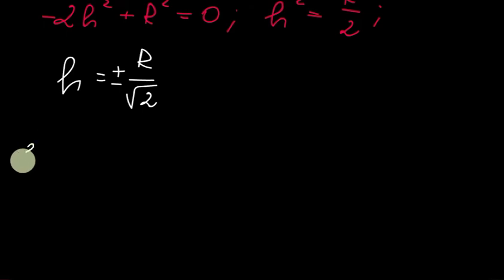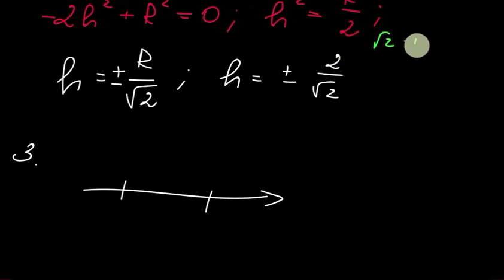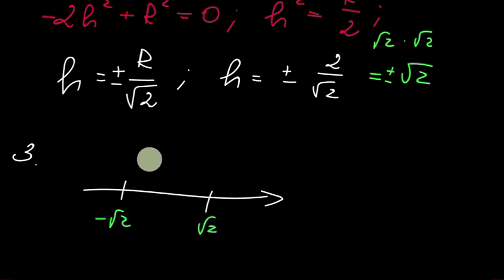So we are here with the first step, and r is 2. Let's put that number here. R is 2, so this 2 is basically square root of 2 times square root of 2, so it simplifies, and we are left with h equal to plus minus square root of 2. So this is minus square root of 2, and this is square root of 2.